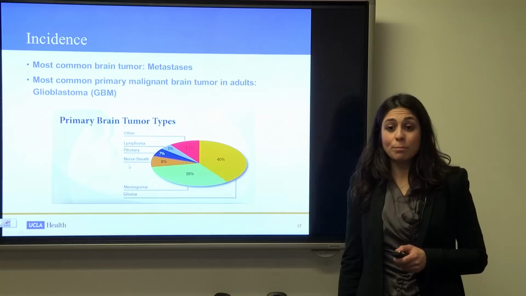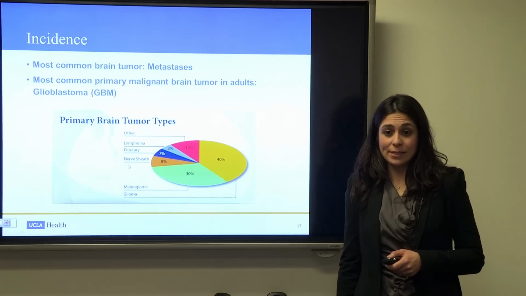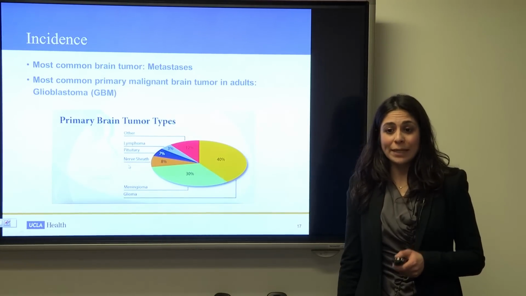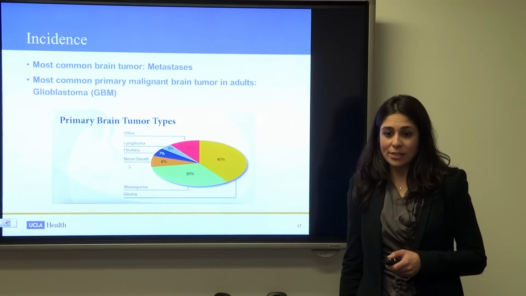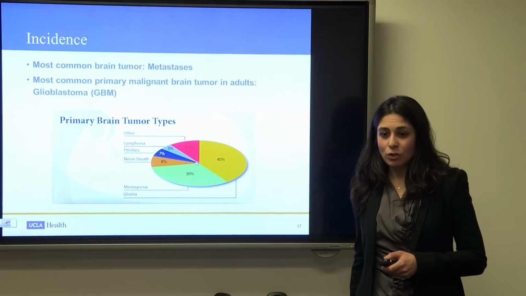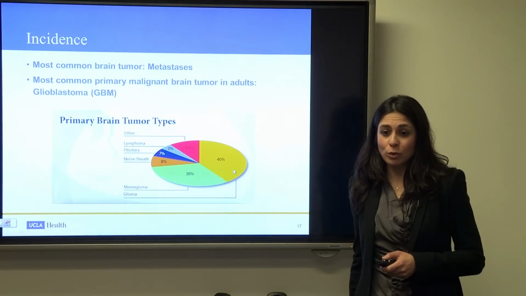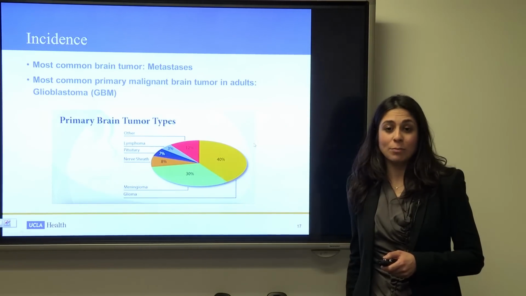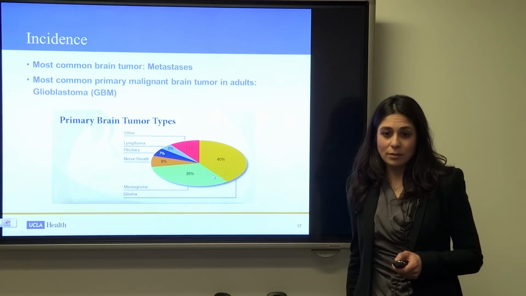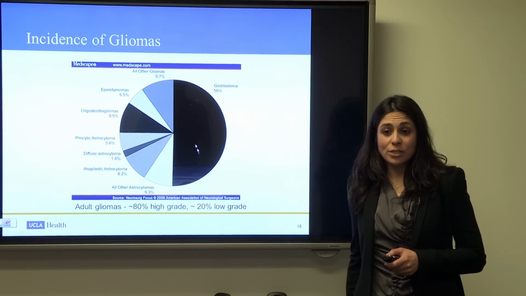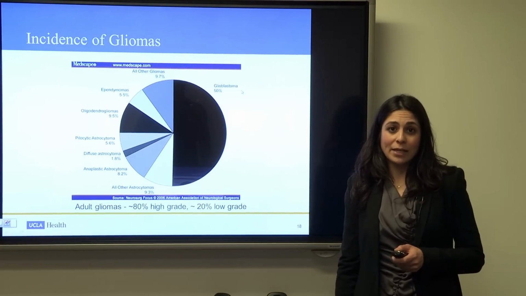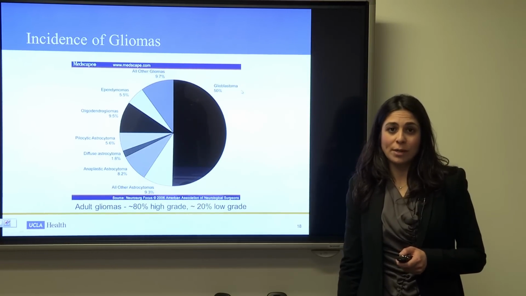The most common brain tumor is actually metastases, but the most common primary malignant brain tumor in adults is glioblastoma. And here you can see a graphical representation of primary brain tumors where 40% is represented by the gliomas as a whole, followed by meningiomas, which tend to be more benign, and those are 30%. Just looking at gliomas, you can see that 50% of gliomas are actually glioblastoma. Adult gliomas consist of approximately 80% being high grade and 20% being low grade.